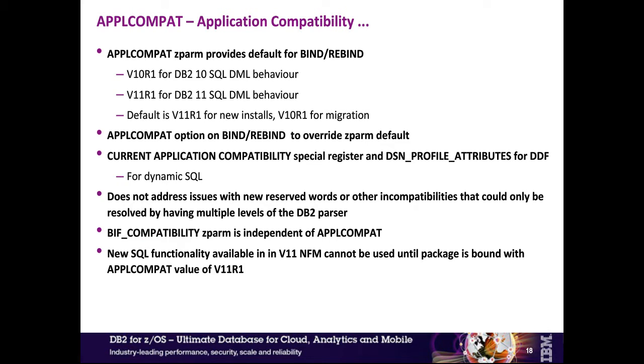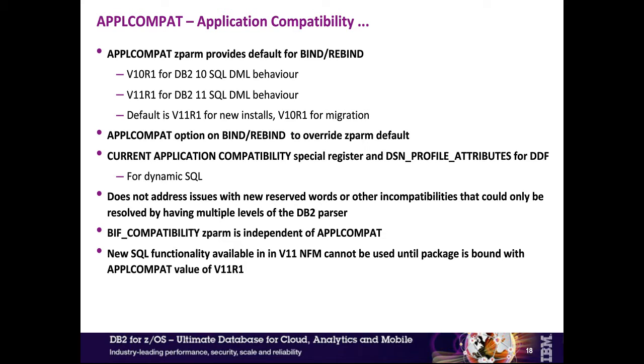On slide 18 here, I'd like to provide some more detail about the implementation. First of all, there's a new system parameter ZPARM called APPLCOMPAT, and that provides a system-wide default for the behavior of bind and rebind. In the context of version 11, there are only 2 values. Version 10 R1 gives you the version 10 SQL, DML, and XML behavior, and version 11 R1 gives you the DB2 version 11 SQL, DML, and XML behavior.